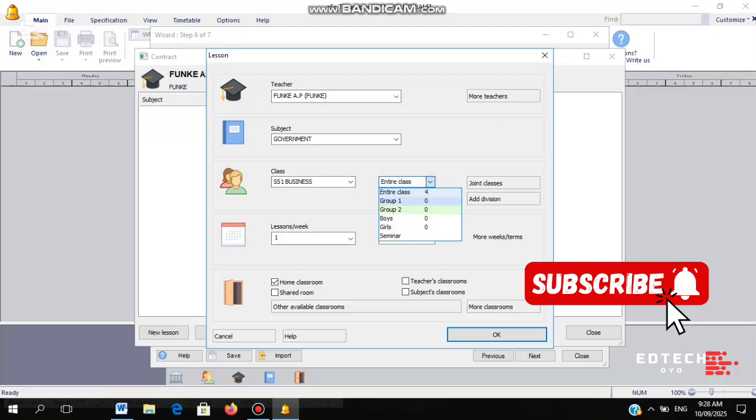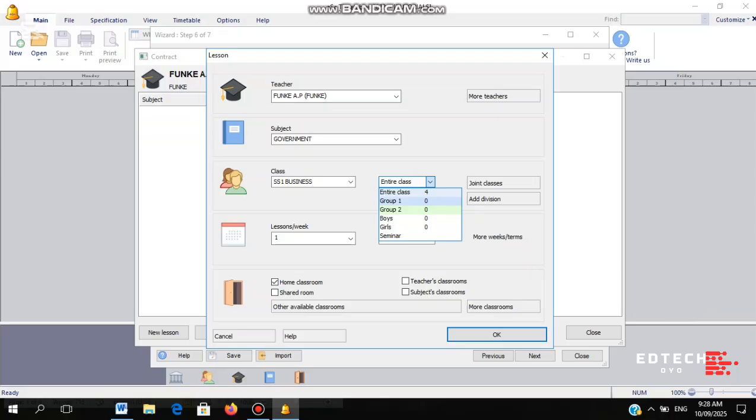You have to pick group one if not all the students in the class are offering the subjects. For example, geography, economics. If some students are doing economics and another set of students are doing geography in the same class, that is when you use this group one, group two. But since all of them are doing government in commercial class, then you want to join their classes together with the humanity class, the art class, then you can use joint classes.